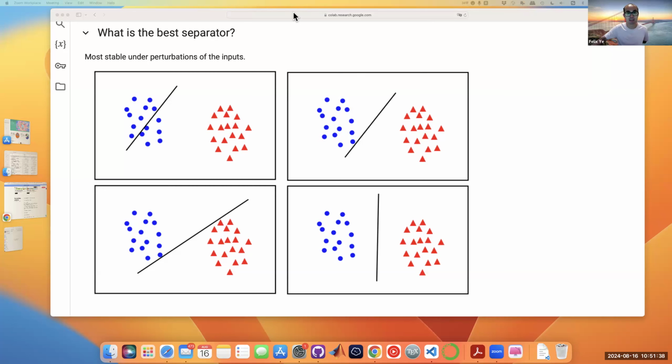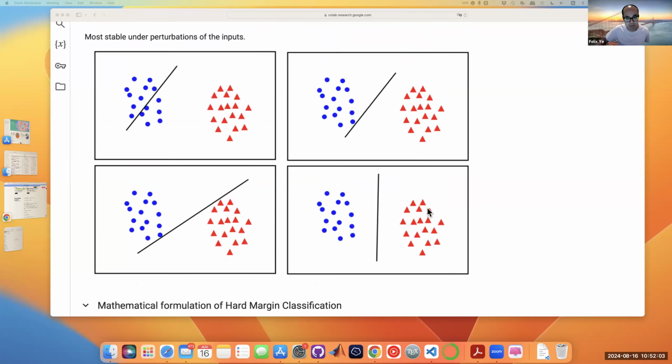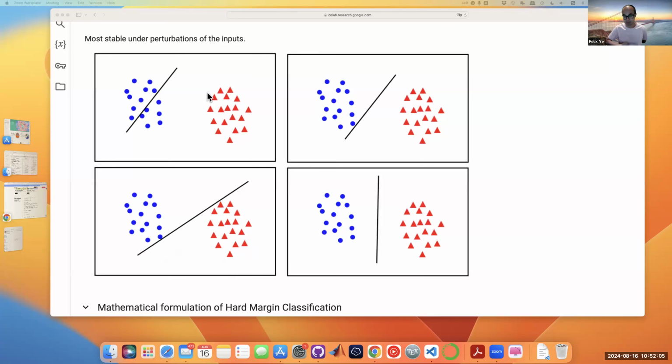On the other hand, if we are working on this one, no matter how you perturb, as far as the perturbation is small, if I put the point right here, it will still be classified as blue. If I put a point right here, it will still be classified as red. Basically it will not change the fundamentals of the problem. So if you are being asked which one is the best, it turns out the fourth one that we have is the most robust one. It is stable under perturbations of the input.